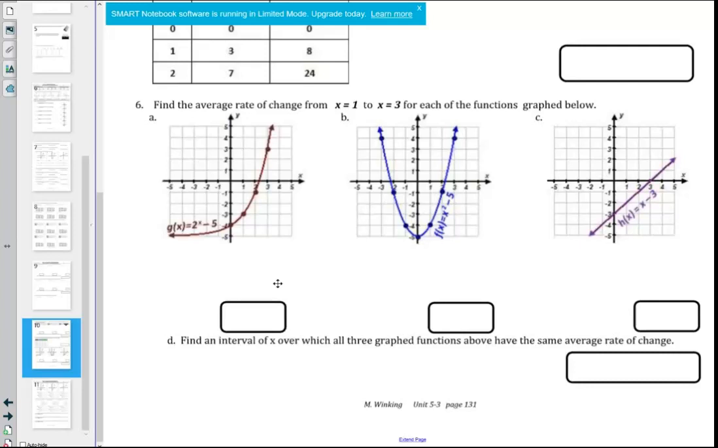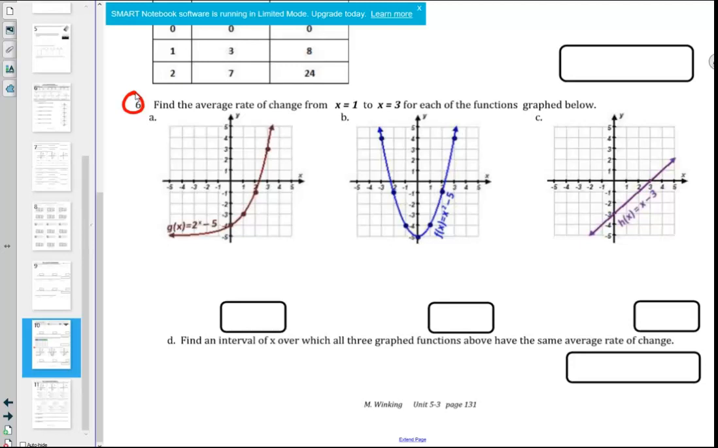Okay. So now we got to do number 6. Find the average rate of change. Did we do any rate of change? Yeah, we did towards the end, right? We already used rate of change. What's another word for rate of change? Slope. Okay. So of these 3, which is the easiest one to find slope? On number 6. Yeah, C.